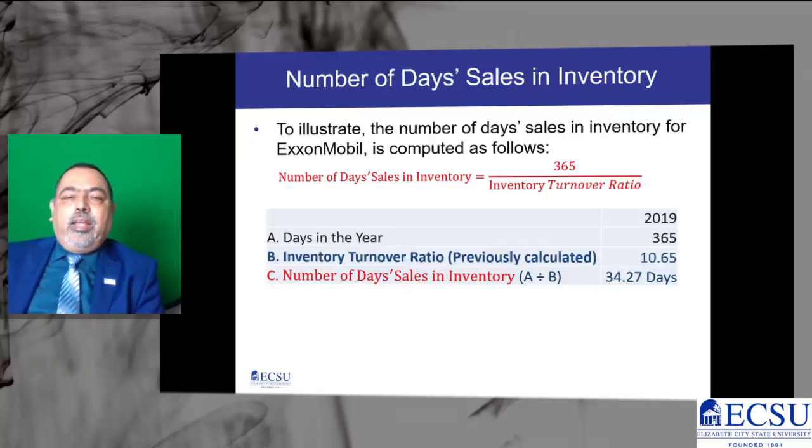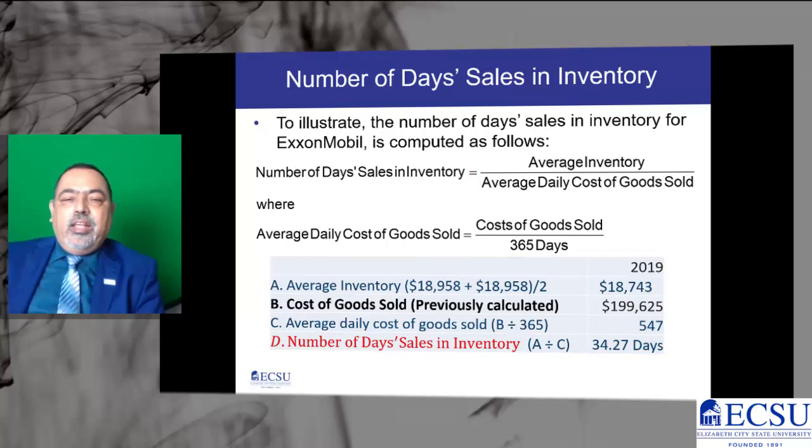Now, we calculate the same number of days using the alternative formula. The first formula results in 34.27. So that means we are taking a little more than a month to roll our inventory. So that is 34.27. Using the alternative formula, again, what we are doing is average inventory.